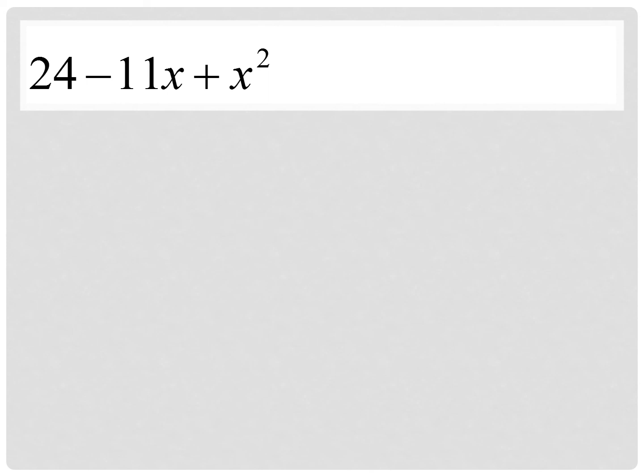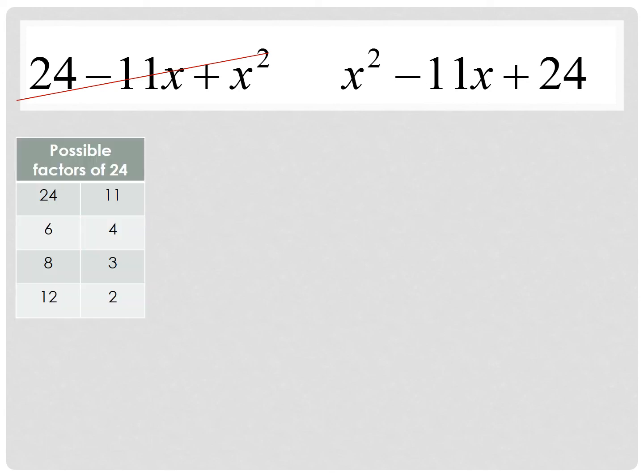However, we must be very cautious about keeping our terms in the correct order, alphabetical and numerical order, as we've talked about in these lessons. So be sure to change the order to an appropriate x squared minus 11x plus 24. Now I'm looking for the possible factors of my final term. My final term is 24. The only possible factors of 24 are 24 and 1, 6 times 4, 8 times 3, or 12 times 2.